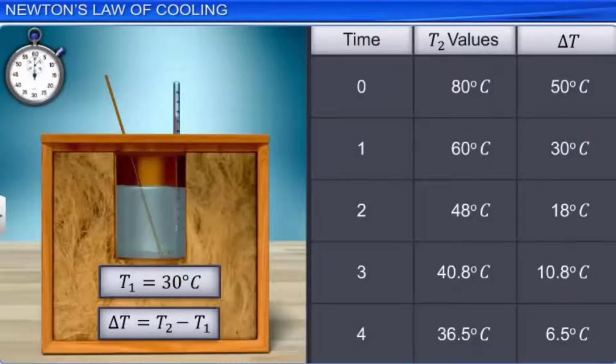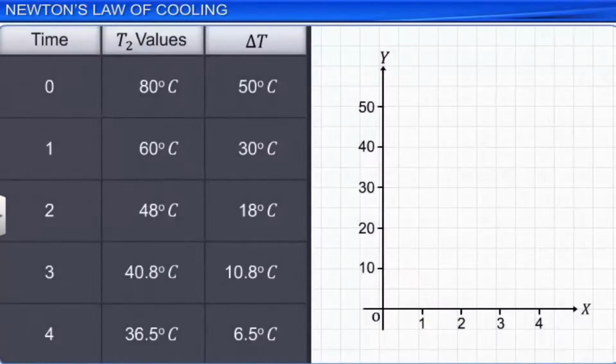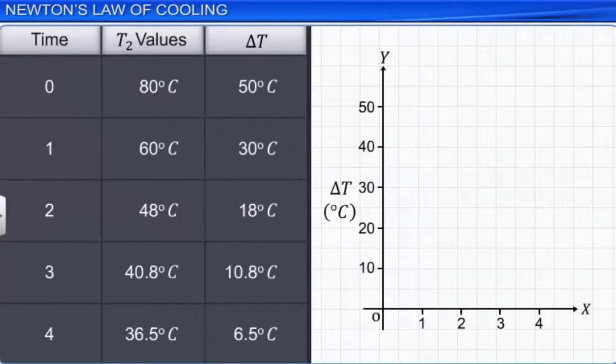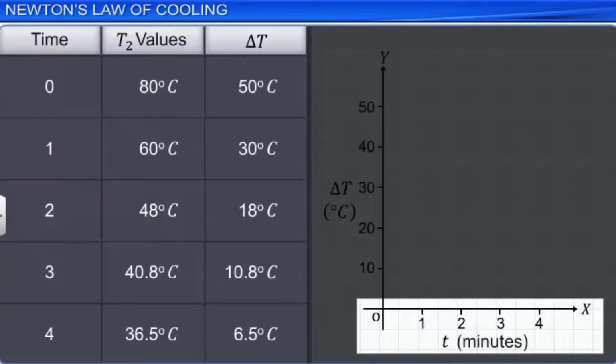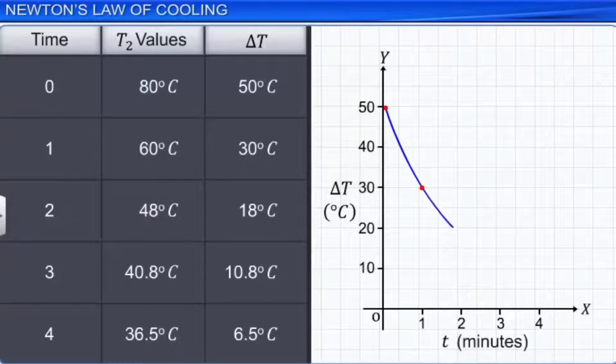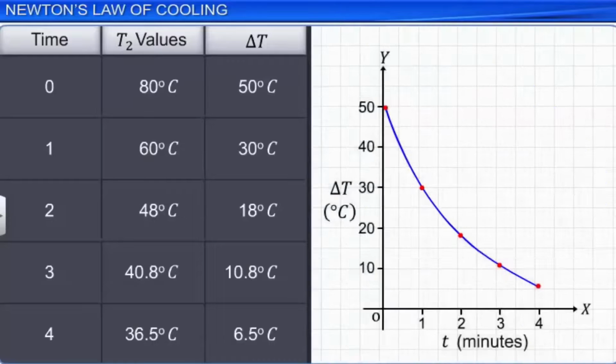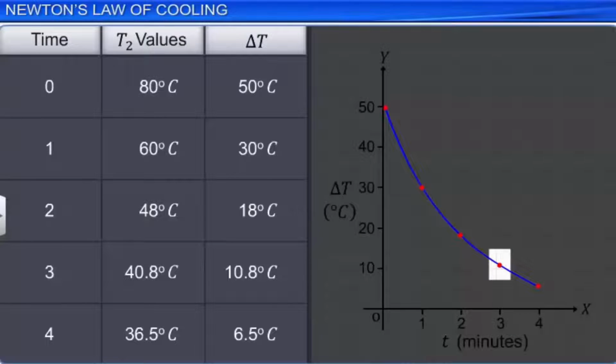When a graph is plotted by taking delta T along the y-axis and time t along the x-axis, we get a curve. The graph indicates that the cooling of water depends on the temperature difference between the water and its surroundings. The greater the temperature difference, the greater the fall in the temperature of the hot water. With the passage of time, the temperature difference between the hot water and its surroundings decreases, and hence the change in the temperature of the water also decreases.